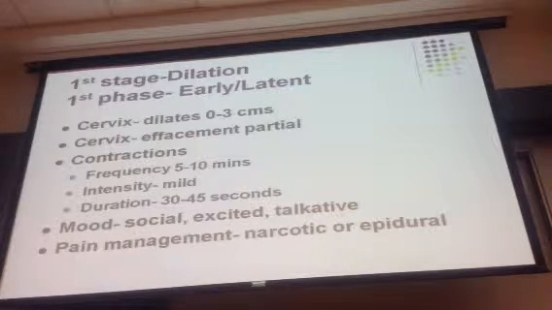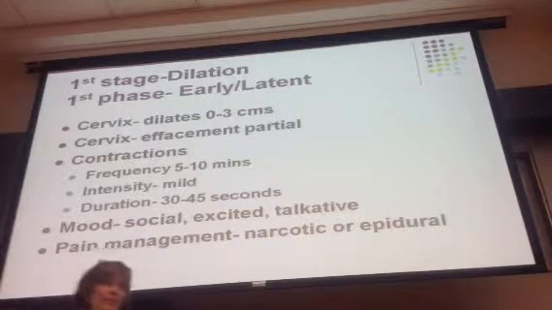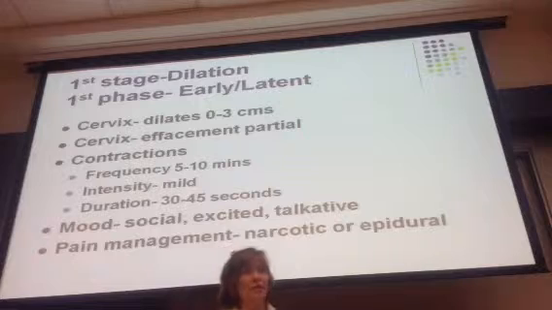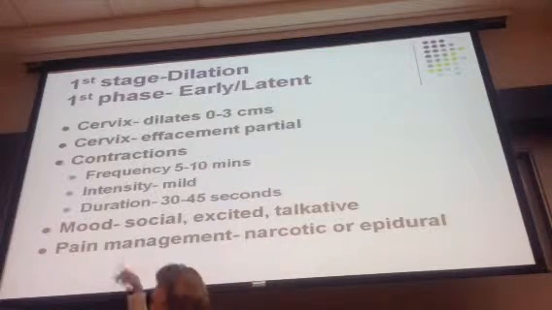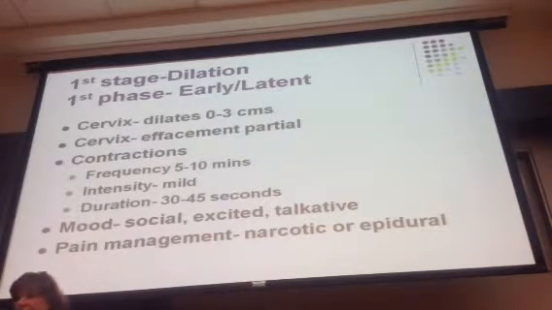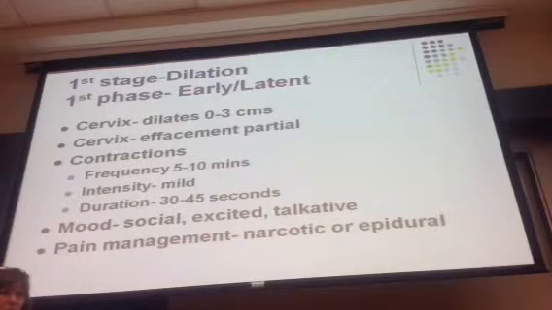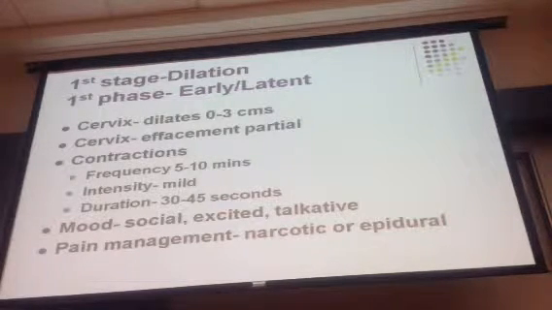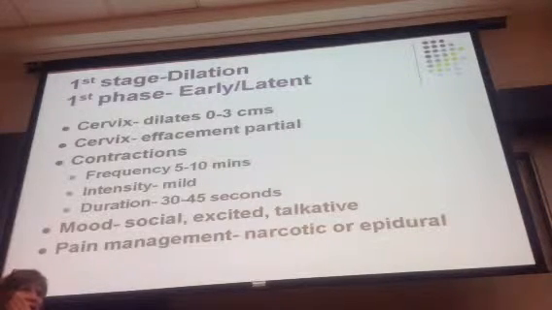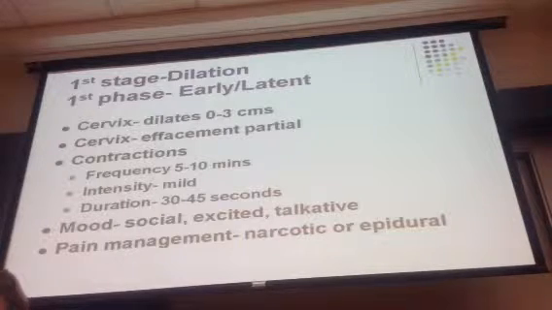Fast. Yeah. Now, this first stage, this dilation stage, has 3 phases. There's early labor, there's active labor, and there's transition, all right? And so they're defined here, all right? Early labor is when the cervix dilates from 0 to 3 centimeters, and effacement is partial. So the cervix is partially thinned out. And you can see that the contractions are not very frequent. They're 5 to 10 minutes apart. They're mild. They don't last very long, 30 to 45 seconds.